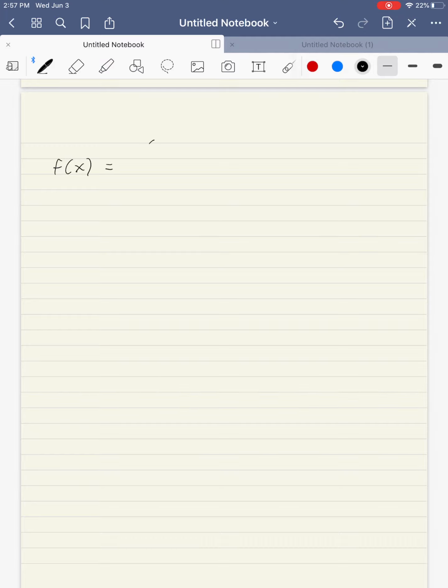For instance, let's say that I say f of x is equal to 2x plus 4 when x is less than or equal to 1. But it's defined differently. For instance, let's say it's defined as negative x when x is greater than 1.